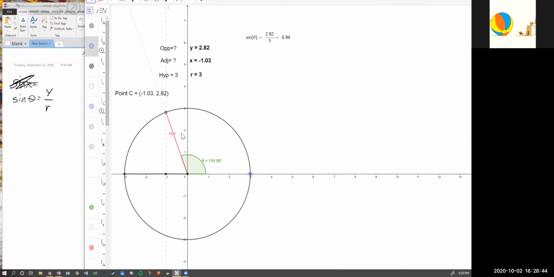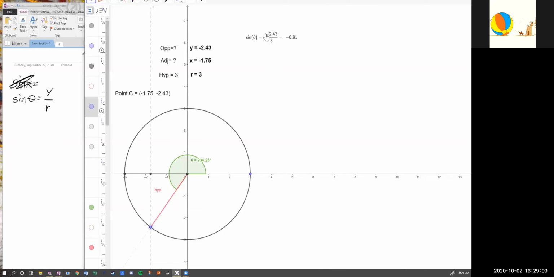Now, if we take this down into quadrant 3, notice our sine value has even become negative. Well, why has it become negative? Well, it's become negative because the y value is negative down here in quadrant 3.